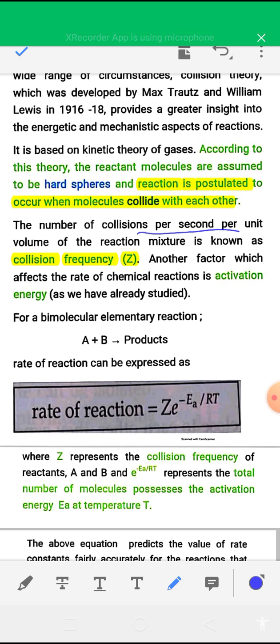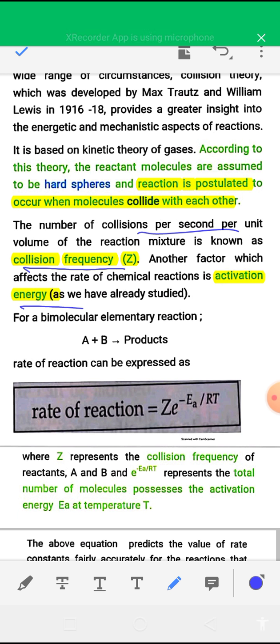Another factor which affects the rate of the chemical reaction is activation energy. You know that activation energy affects the rate of reaction. So two important factors can affect the rate of a chemical reaction: one is collision frequency and another is activation energy.